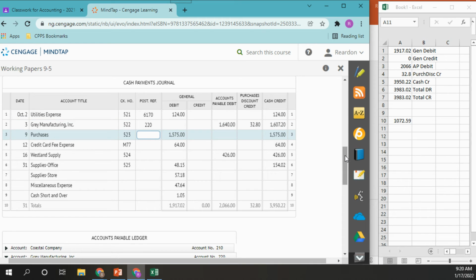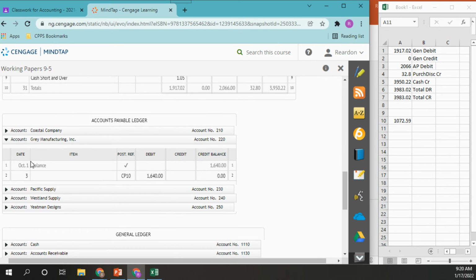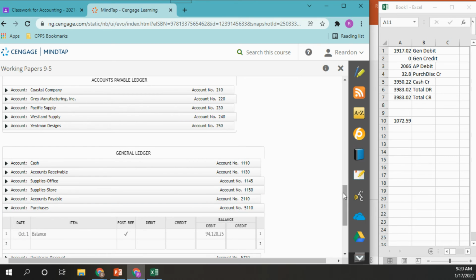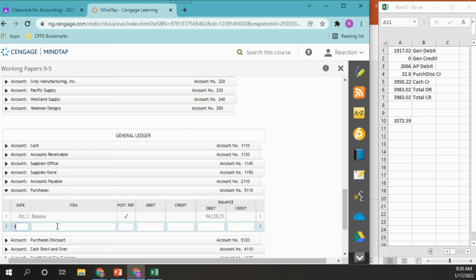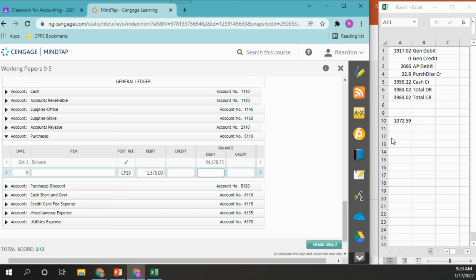Next, it looks like I bought purchases with cash, $15.75 on the 9th. Purchases, again, that's part of my cost of goods area. On the 9th, cash payments number 10 for $15.75. Let's double check that. On the 9th, $15.75. Previous balance is 94128.25 plus 1575. New balance 95703.25.